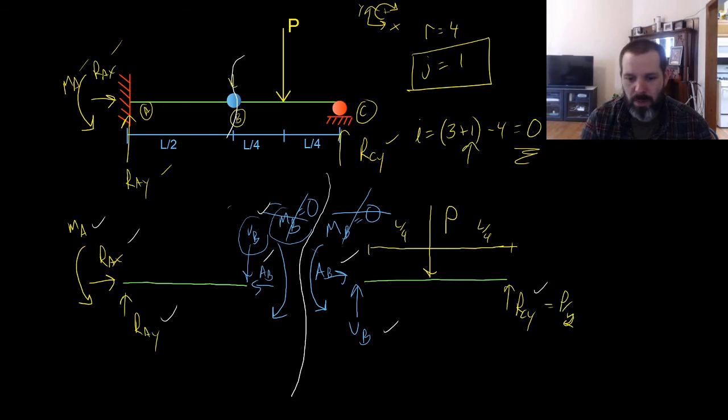V sub B will also equal P over 2. And A sub B will equal 0. Once we know this side, we can know that A sub B equals 0, and V sub B will be P over 2 acting down. Let me clear out some of this clutter that I've created for myself.